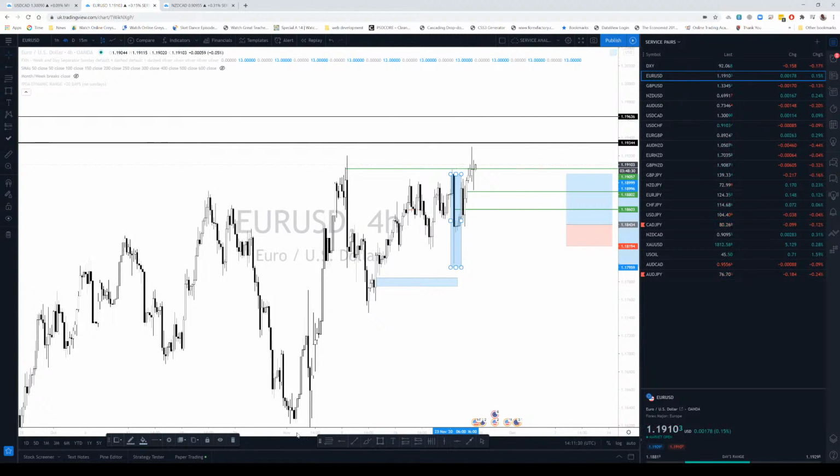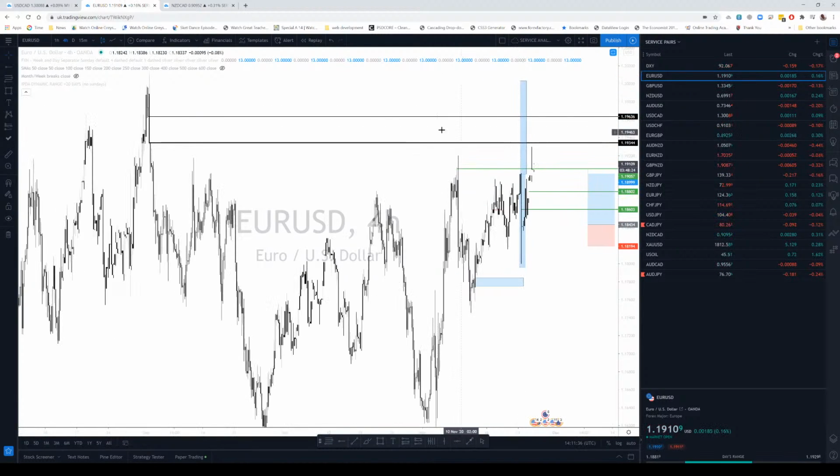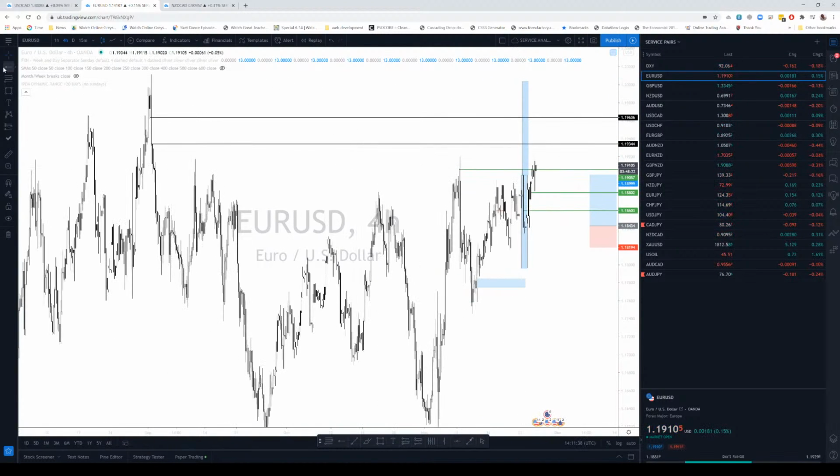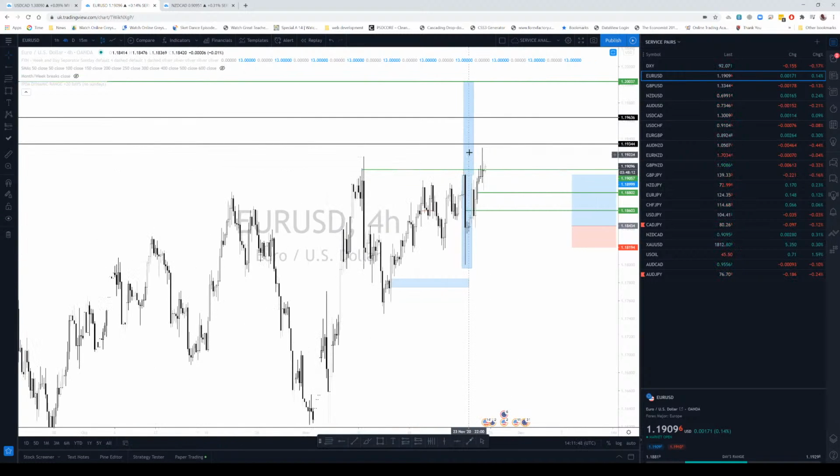So if we clone this and then put it on that one, that's the kind of move we are expecting right here. Okay, so that's the kind of move I'm expecting on euro going forward.